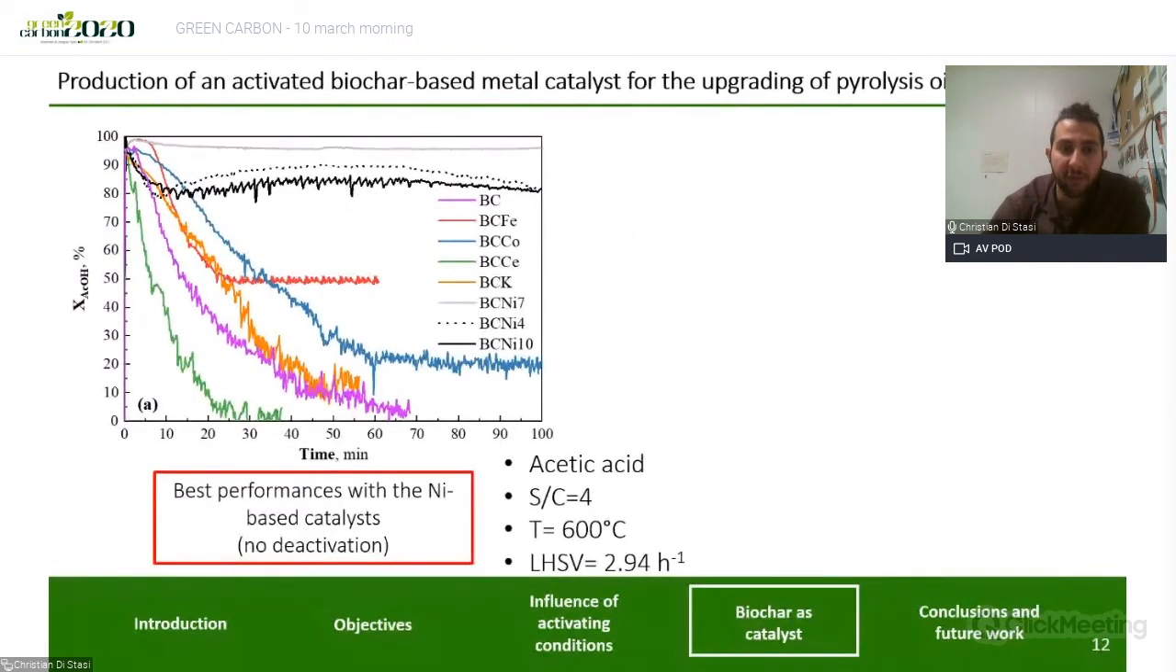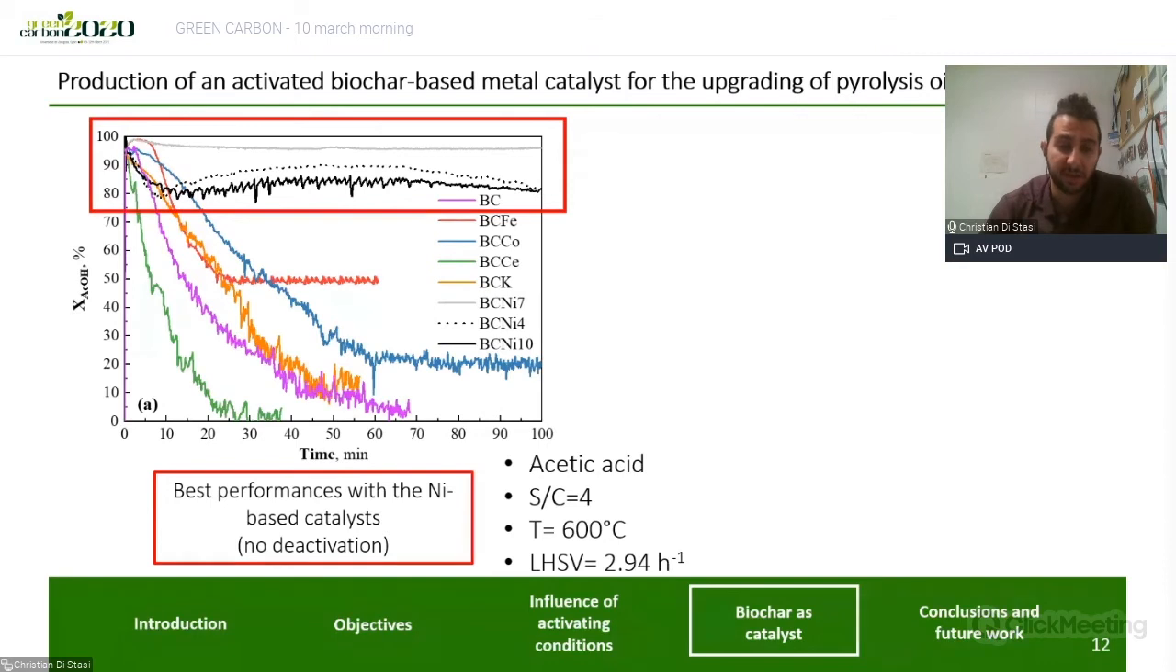So here we have the results obtained for the first stage, the reforming of acetic acid. As you can see, in terms of acetic acid conversion, the best results were obtained, as expected, with the nickel-based catalysts. In particular, with a loading of 7%, we were able to obtain a pretty high conversion, close to 100%.